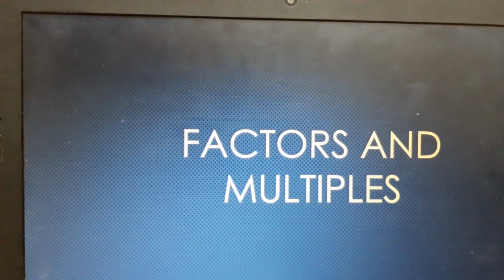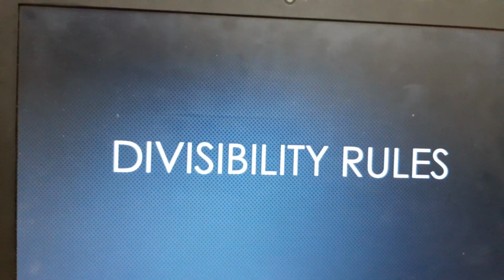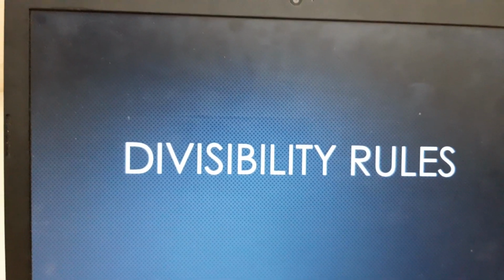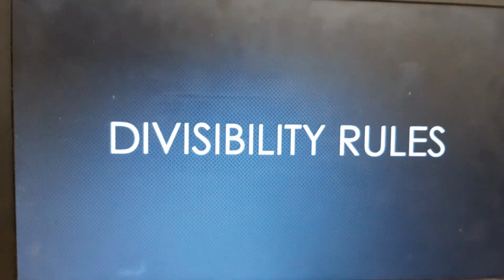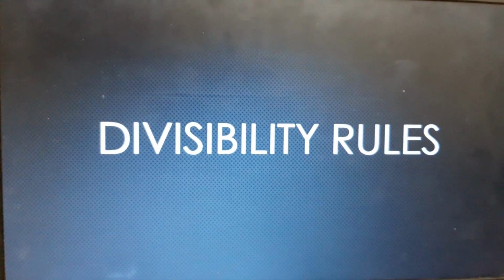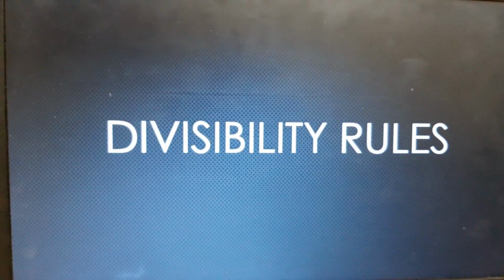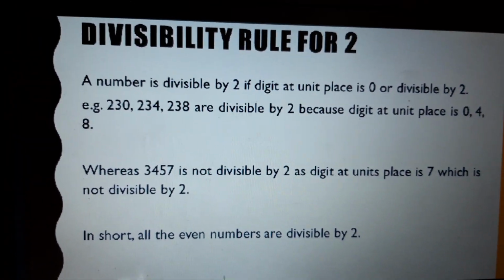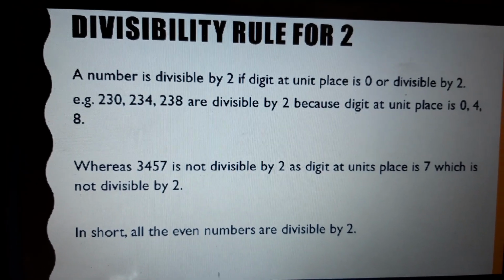Now, the next topic in this chapter is divisibility rules. Divisibility rules are certain rules which tell us which number is divisible by, for example, 2, 3, 5, 9, 11. So, by these rules, we can check whether a number is divisible by another number or not. Now, the first is the divisibility rule for 2, which means which number will be divisible by 2.